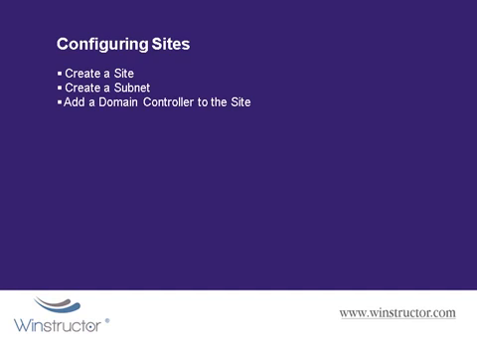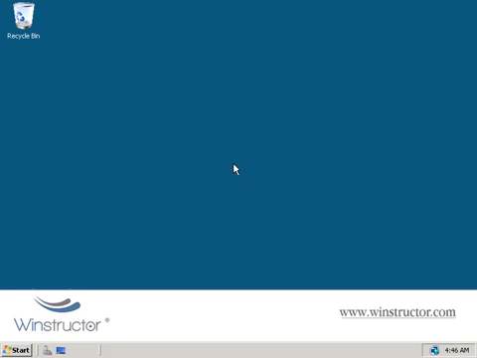Well, so far in this video, we've talked a bit about what sites are, so let's move on and go and configure a site. But to configure a site, we've got to do a couple of things. First, we'll need to create the site in Active Directory. We'll then need to create a subnet and associate it with the site, and then we'll need to add a domain controller to our site. And we can either create a new domain controller or move an existing one into our site.